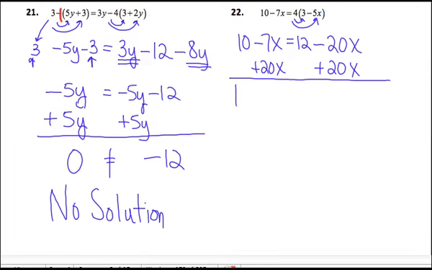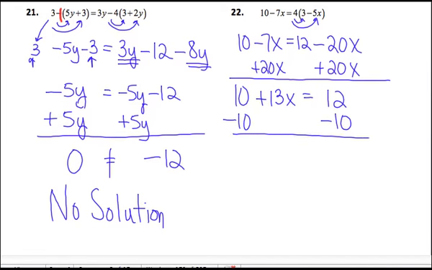Don't forget to bring down your 10 here. And a minus 7 plus 20 is 13x. Now I've got to isolate the variable, that 13x term, so I've got to get rid of the 10. And so I've got to subtract 10 from both sides, and I've got 13x equals 2. And then finally now I'm going to divide both sides by 13, and I get a solution of x equals 2/13.